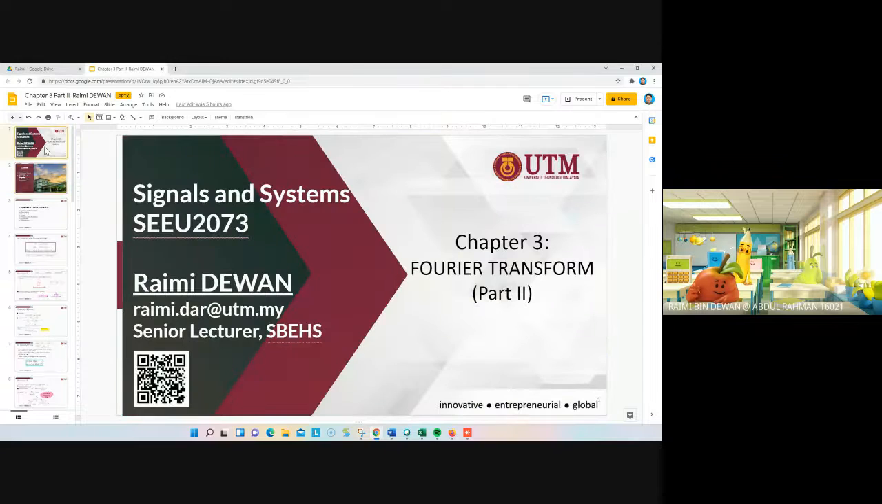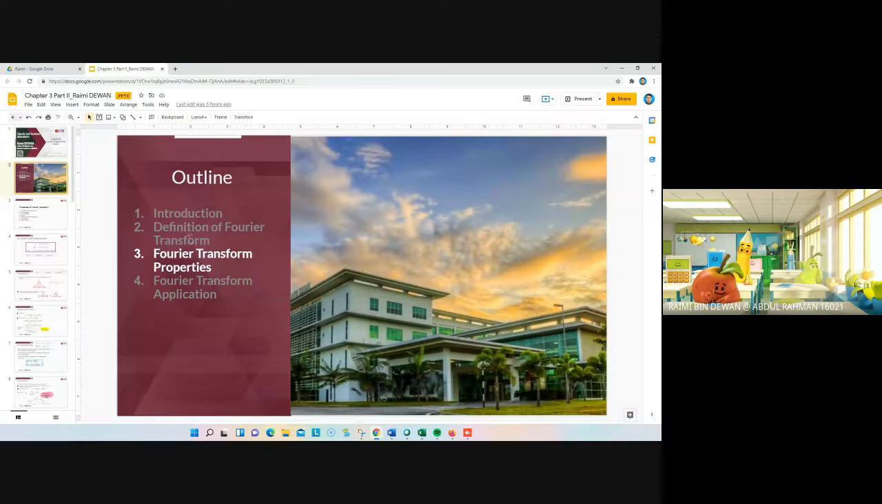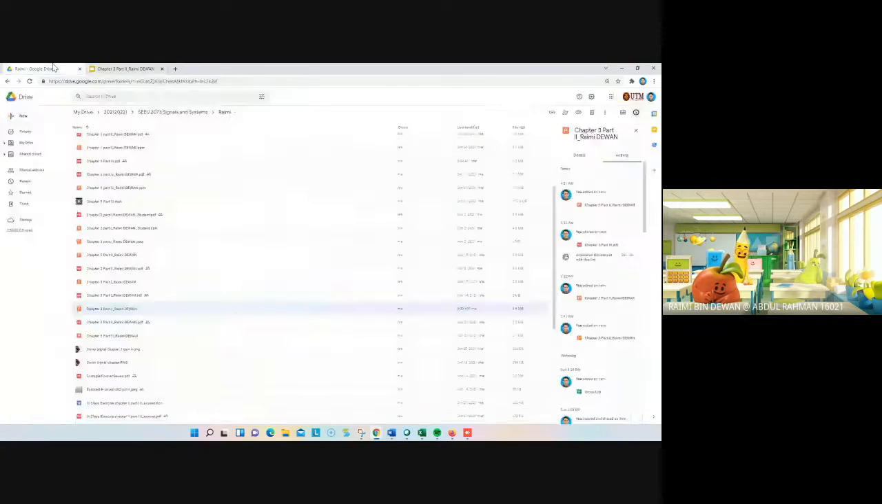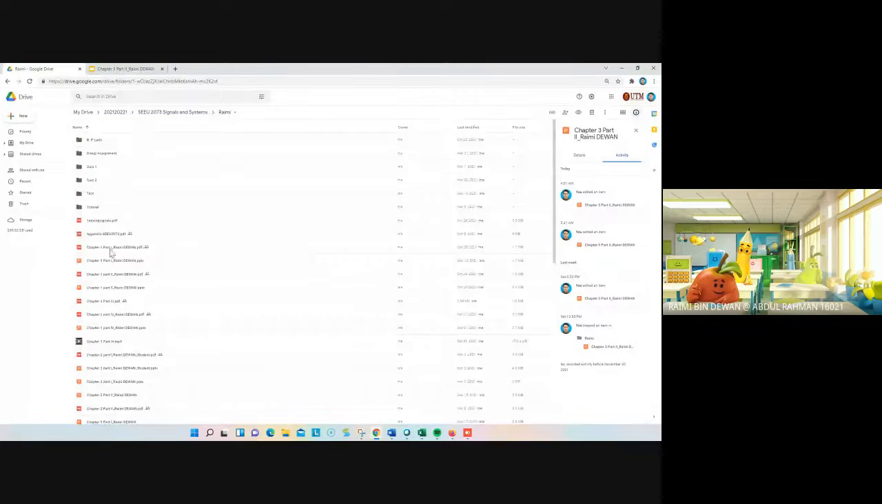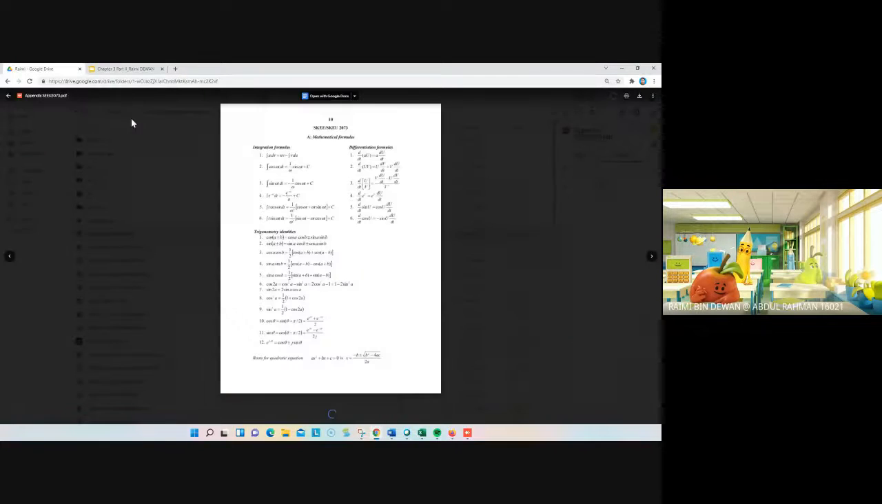So now we continue to the second part of chapter 3. Last week we covered the introduction and definition of the Fourier transform, which transforms a non-periodic time domain signal to a frequency domain signal. And then refer to your appendix. If anything, always refer to your appendix.